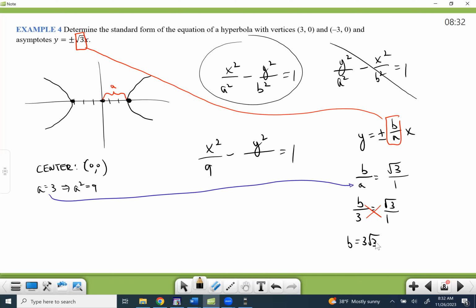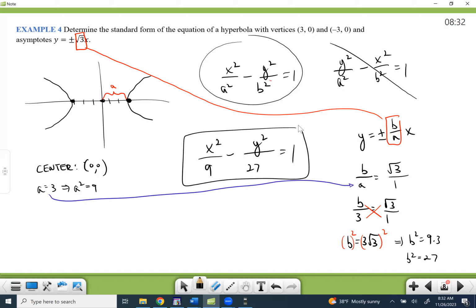Now we do have to square this though, because what we're missing in the formula is b squared, right? This is what we're missing. So we have to square it. So if we square that, we find out that b squared equals, well, we have to square each piece here, you guys. So we have to square the 3, which is 9. And we have to square the square root, which is going to undo it. So we're just going to get 9 times 3, which is 27. So we have our formula for this particular hyperbola.